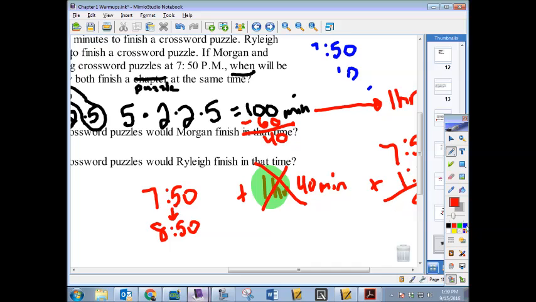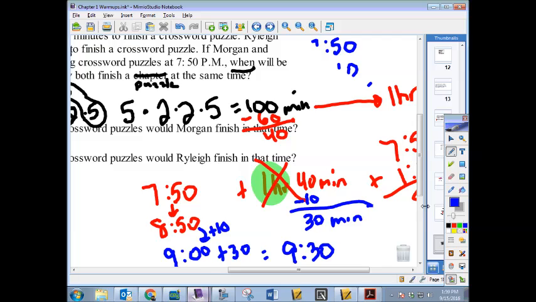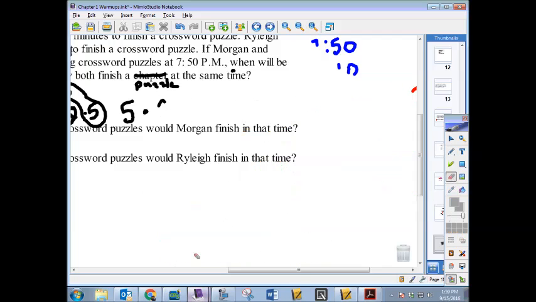So let me give you another little strategy here, just to help you. What I'm going to do is I'm going to get it to 9 o'clock. What did I just add to go from 8:50 to 9 o'clock, Carter? I added 10 minutes. So if I added 10 minutes, how many more minutes do I have left? 30. And then you can add it real easily. Plus 30 minutes would be what? 9:30.